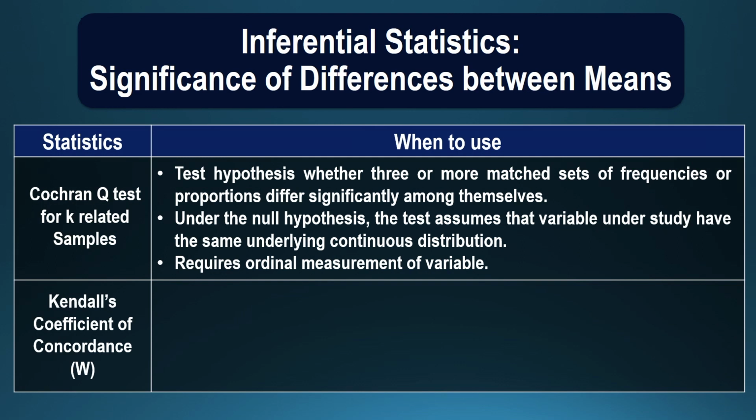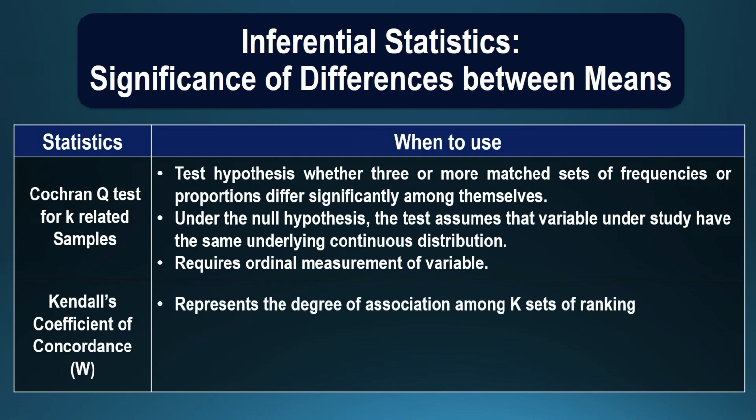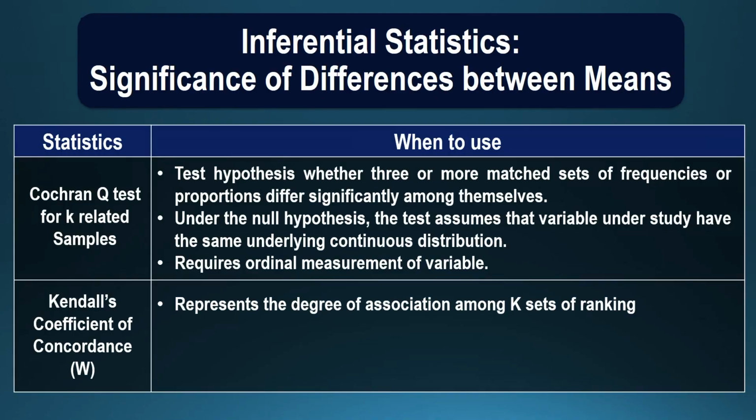Kendall's coefficient of concordance can be used to represent the degree of association among k sets of rankings. Now, this can be used if you have three different judges who have judged the sample on some variable and have given independent ranking to the people. So you can find out the degree of association or degree of agreement among the three judges with respect to the ranking given to the different people.